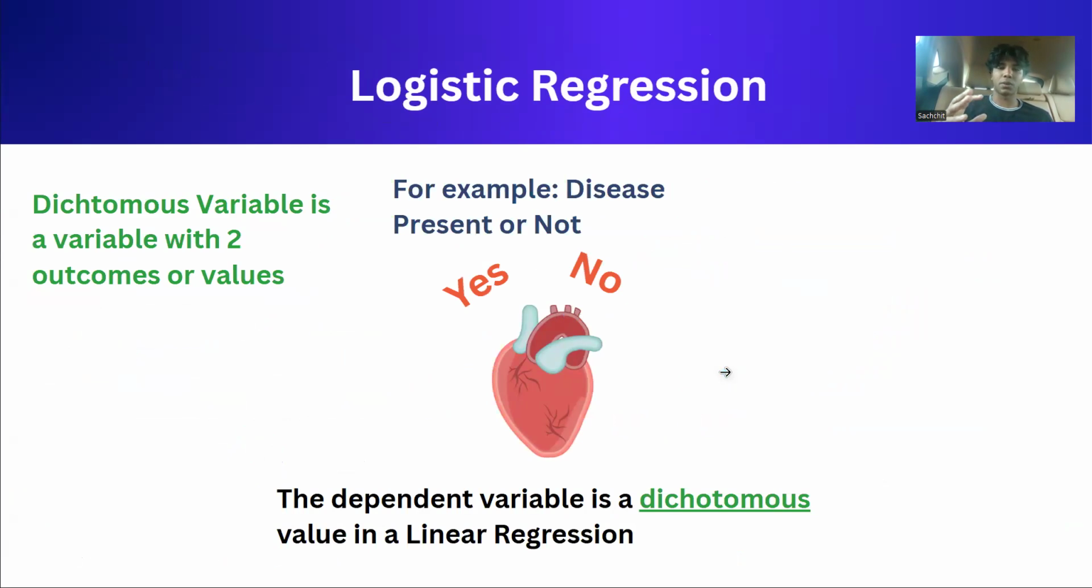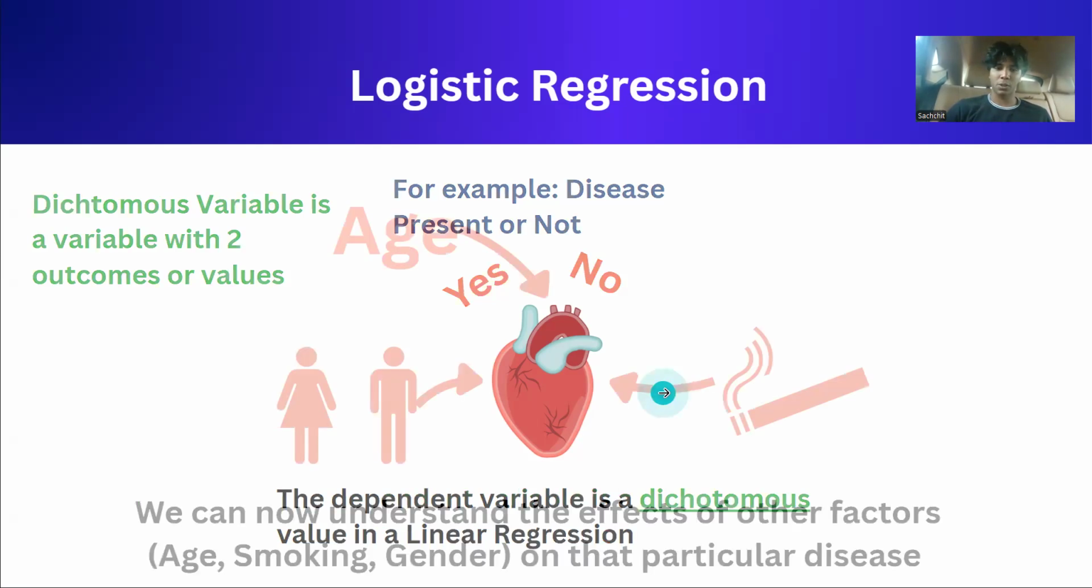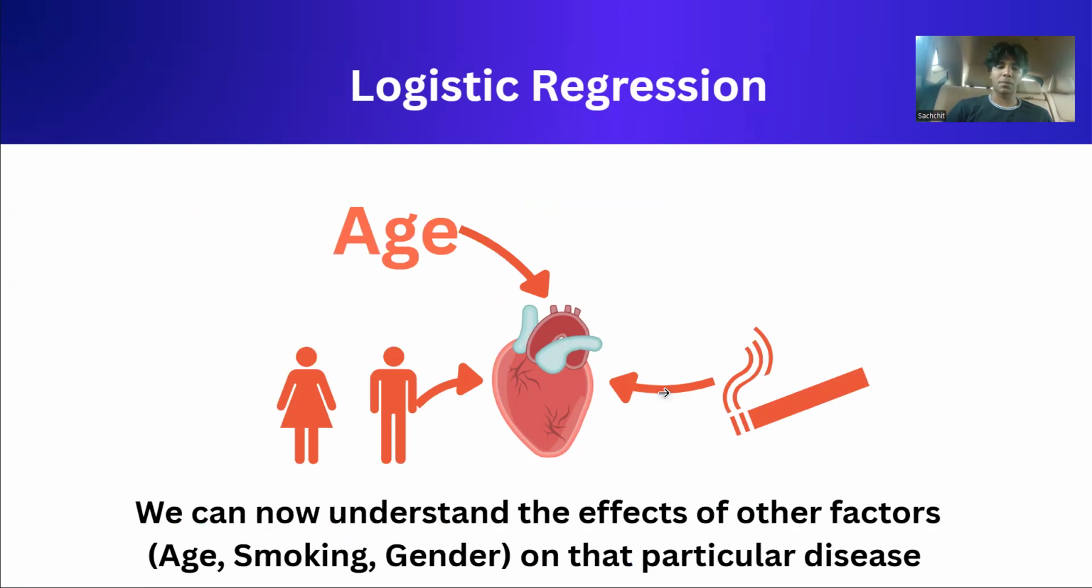So for example, if we want to make a logistic regression with a dichotomous value, and the dichotomous value is whether you have the disease or not, we can use this to predict diseases and see how the independent variables have an effect on whether you have the disease or not. We can understand the effects of other factors, for example age, smoking, gender, on the outcome of that disease.